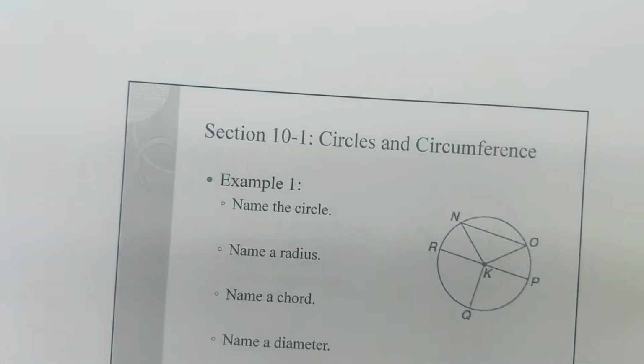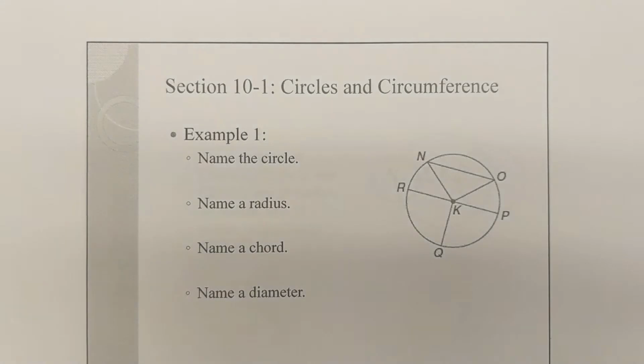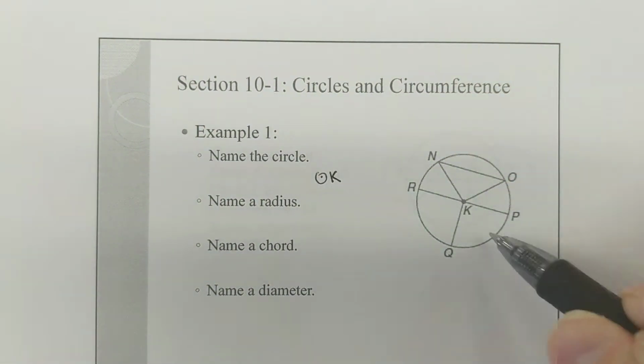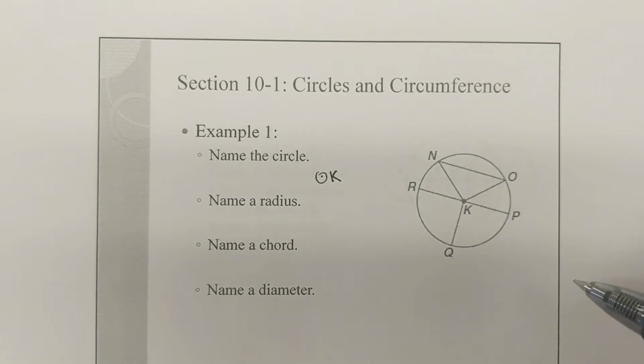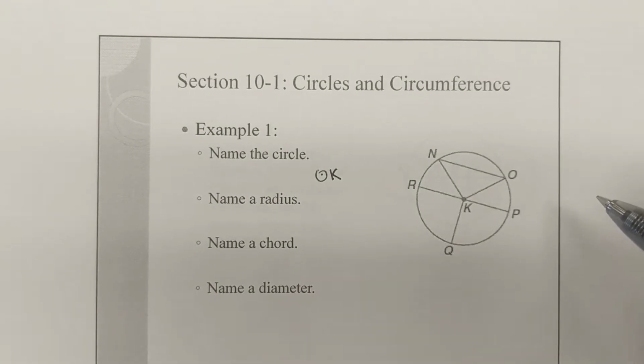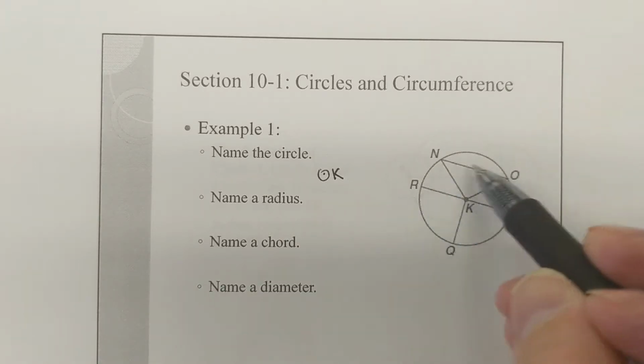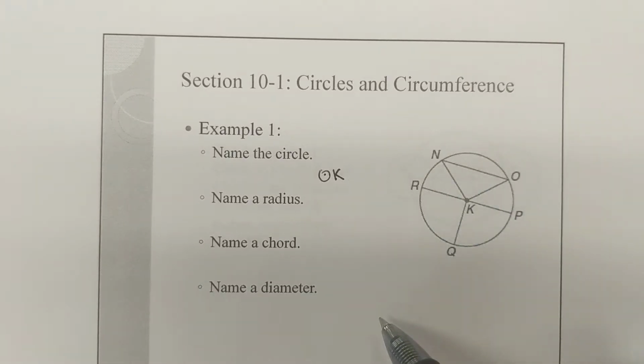Okay, so here we've got example 1, name the circle. So the circle is circle K, and that's it. Center point is K. Name a radius. So a radius is any segment from the center to the edge. There's actually 5 of them drawn on here.